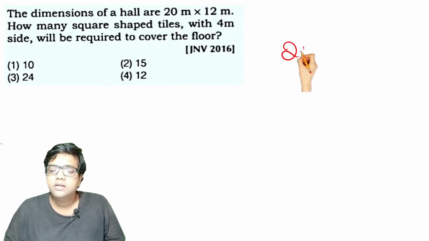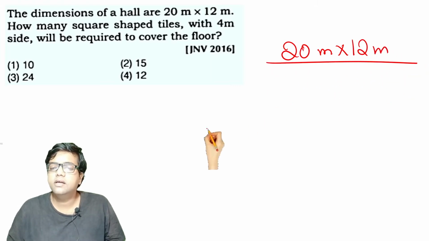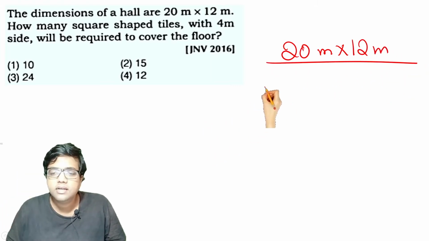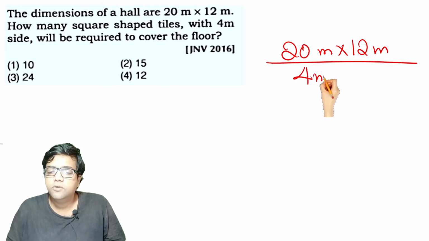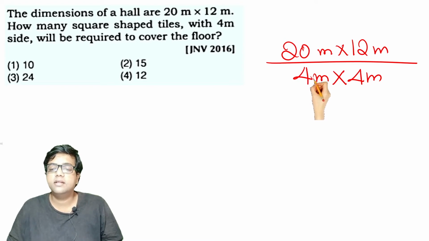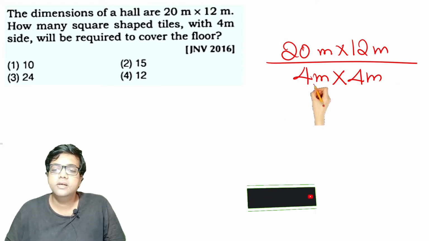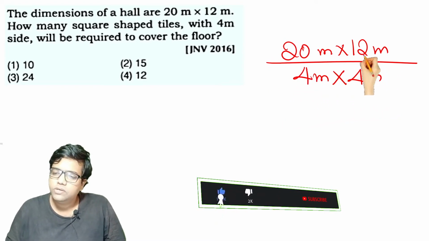Total area is 20 meter into 12 meters. This is the total area. And what is the area of each tile? The side is 4 meter, which means the other side should also be 4 meter because it's a square tile. So the area of a tile will be 4 meter into 4 meter.